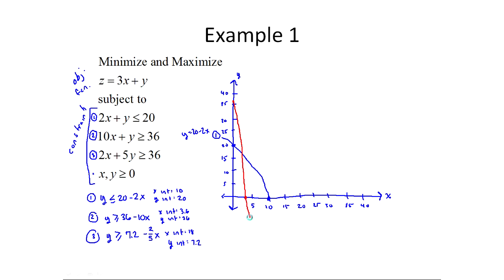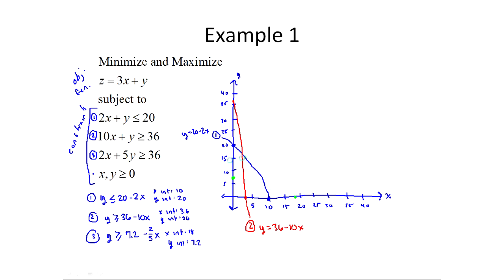Almost a straight line down, and so this is 2, and that line represents y equals 36 minus 10x. Okay, and then finally I want to graph 3. I'll use green for that, and we have a y-intercept of 7.2, so maybe about right here, and an x-intercept of 18, so way out here.